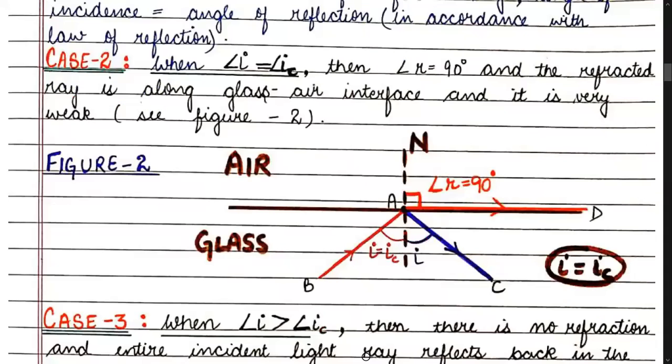So students, in case 2, when angle of incidence is equal to critical angle, then angle of refraction is 90 degree and the refracted ray is along glass air interface. Interface means boundary between glass and air. And the refracted ray is very weak.